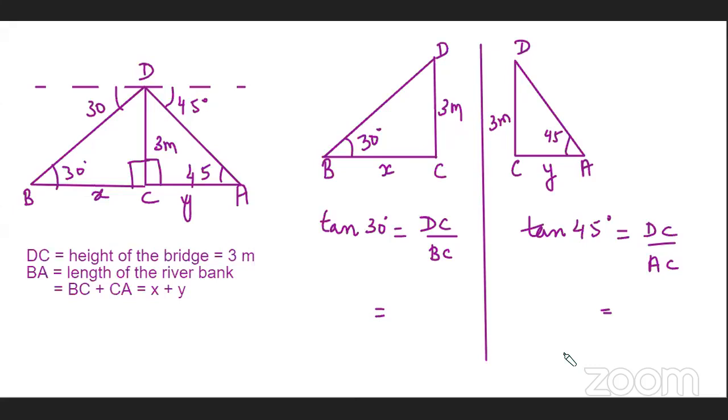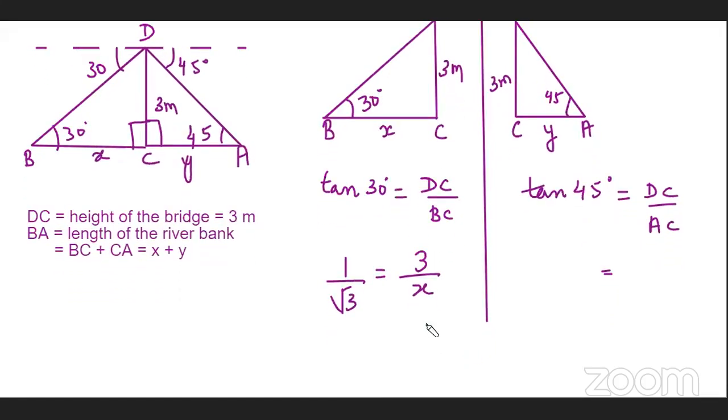Ma'am, tan 30 is 1 by root 3. Tan 30 is 1 by root 3, Shirisha. Yes, ma'am. Okay, tan 30 is okay. And what is my DC? DC is 3 and BC? X. Okay, then what should I do? Ma'am, X will shift to the left. X is equal to 3 by root 3. No, ma'am, 3 root 3. Thank you. Okay, next, Febin.